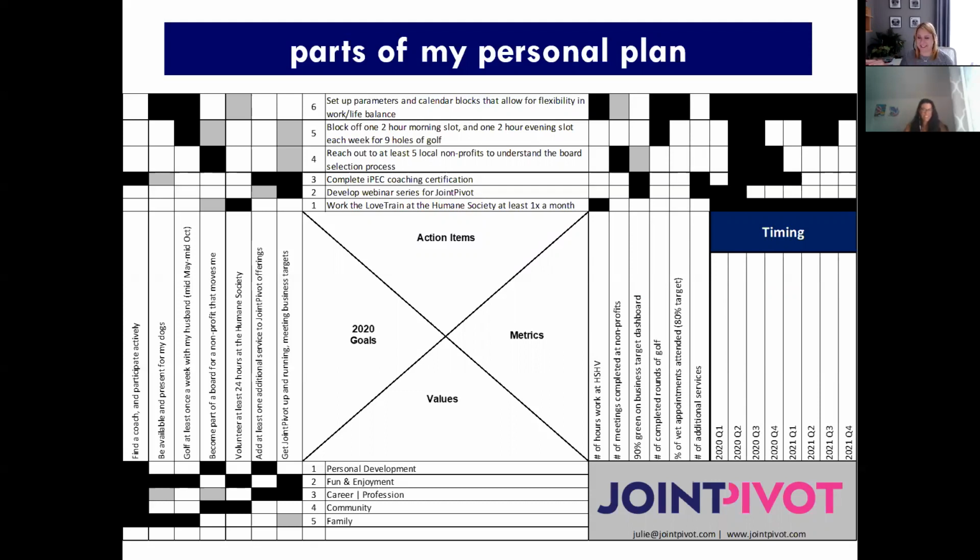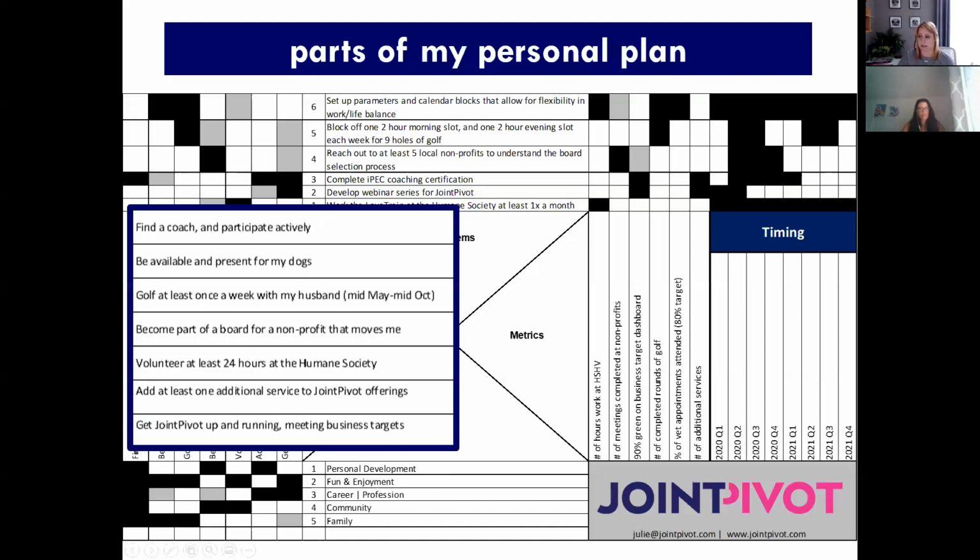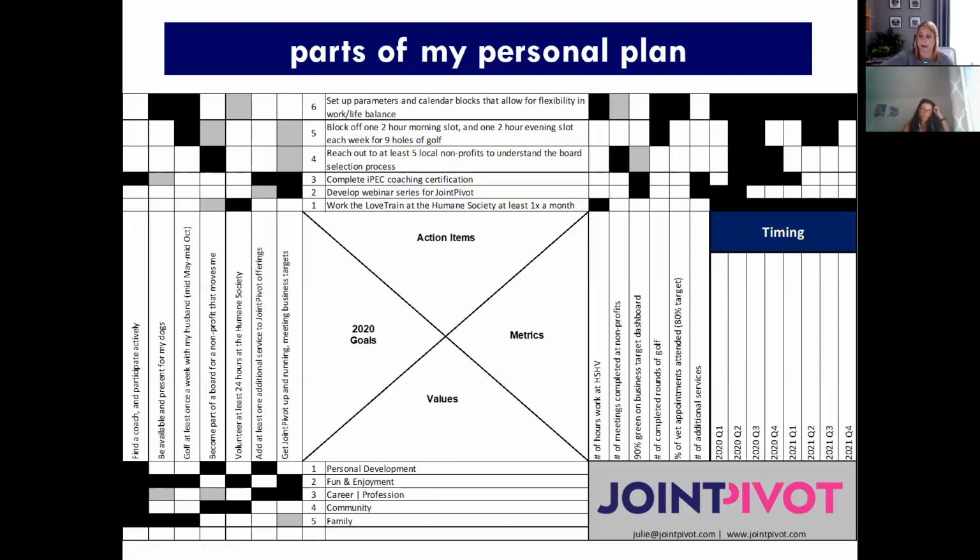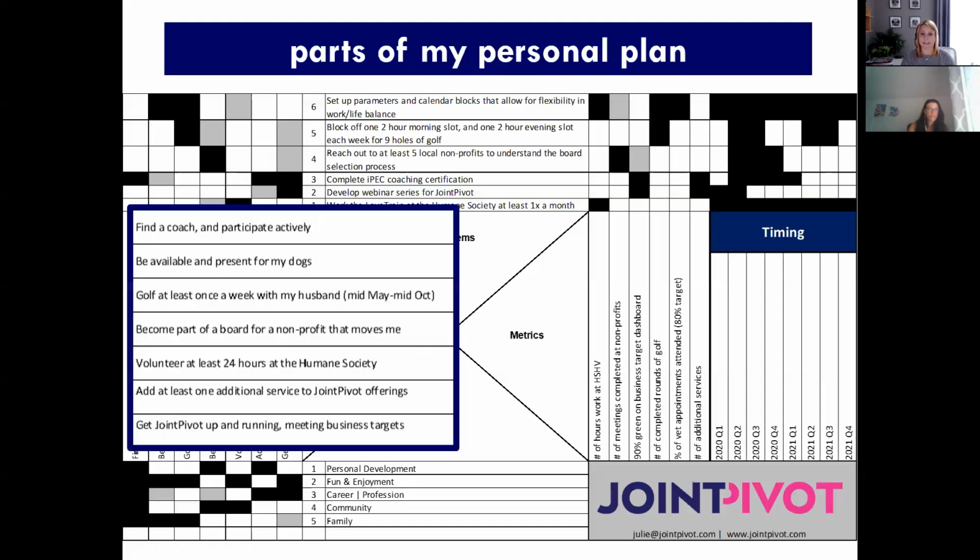So this is the edited version of my personal plan. The first step is to go through and identify what my values were. So in this case, my values that I wanted to focus on were personal development, fun and enjoyment, career and profession, community, and family. So I said, all right, what do I want to get done in 2020 in order to impact that? So I just highlighted this here. If I go back, I'm just turning it 90 degrees so you can see it, so you don't have to turn your head like this.